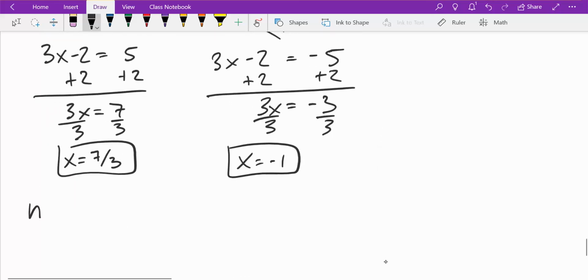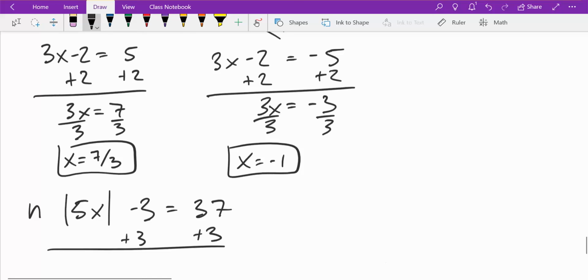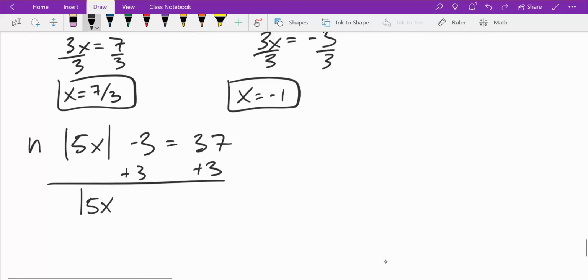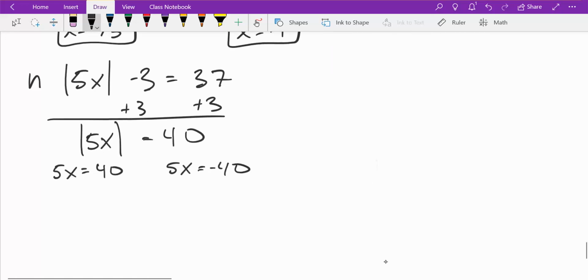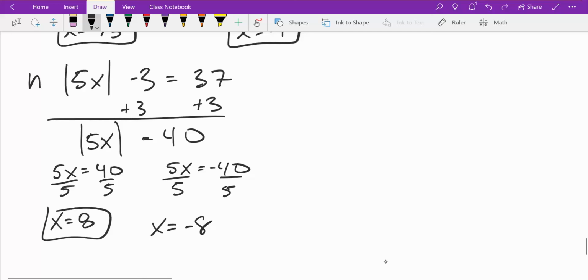N, absolute value of 5x minus 3 equals 37. Well, what's on the outside? That minus 3, so we'll add 3 because we want to get absolute value by itself. Absolute value of 5x equals 40. So 5x equals 40 and 5x equals negative 40. We will divide by 5. X equals 8. Divide by 5. X equals negative 8.